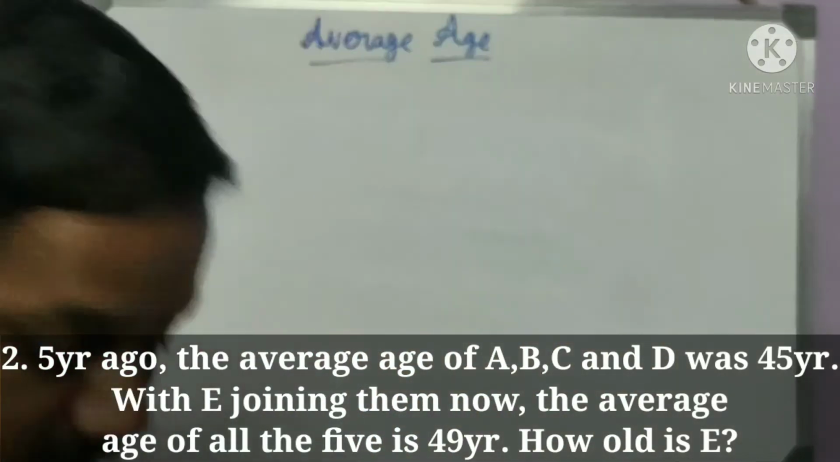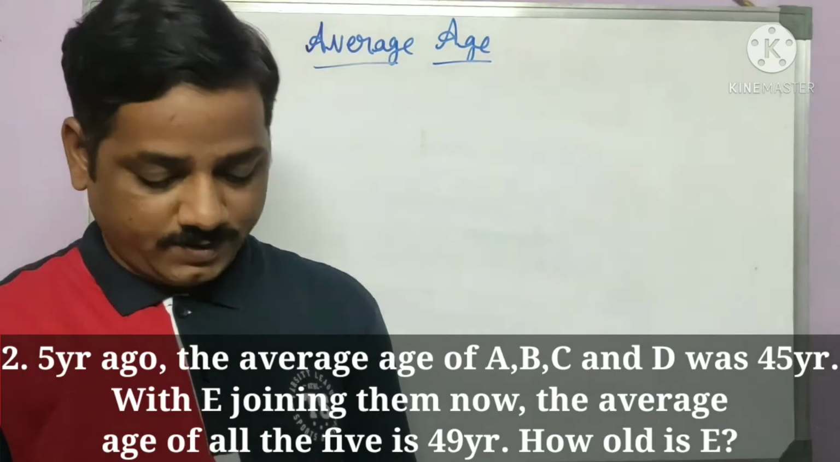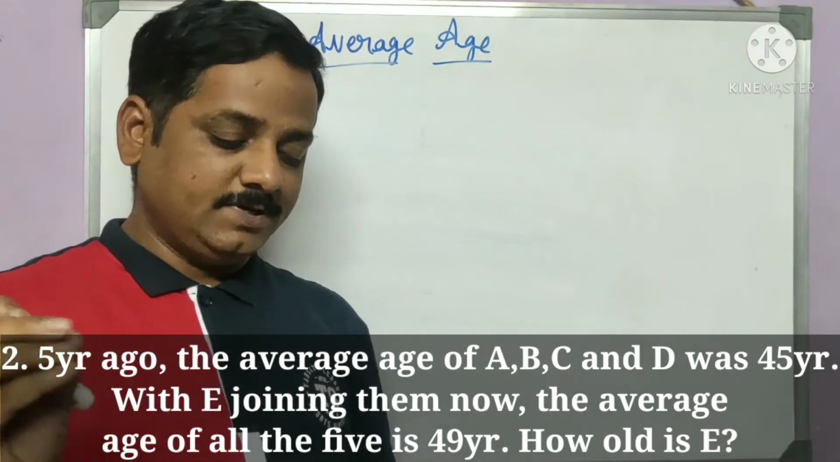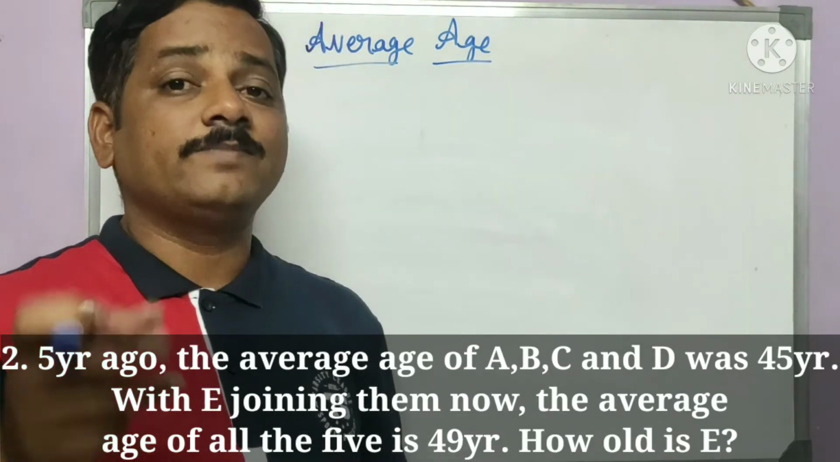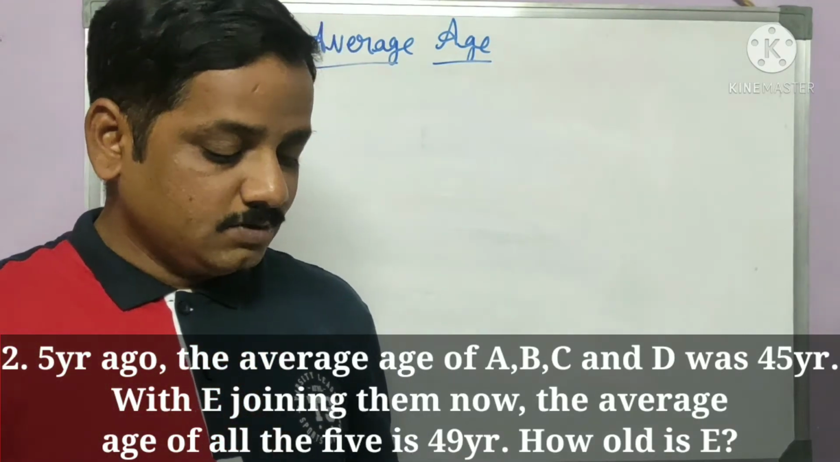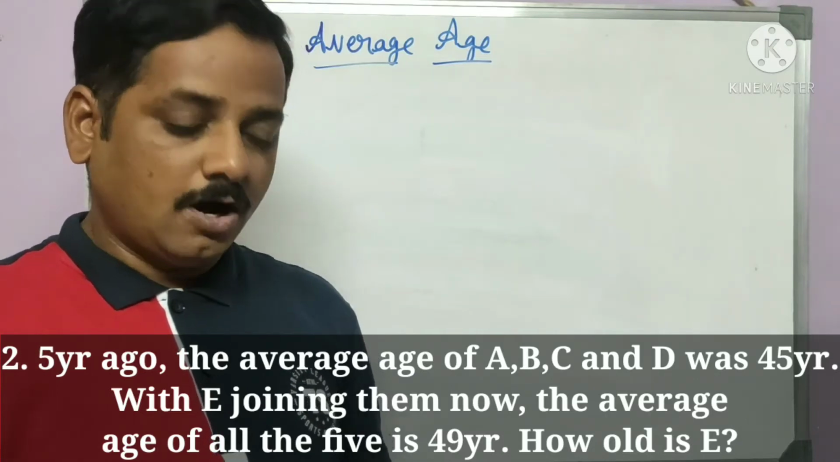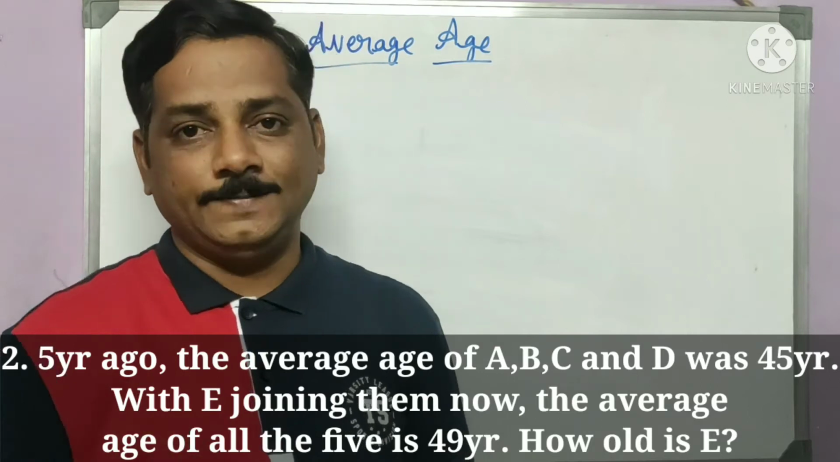This states that 5 years ago, it's about the past, the average age of A, B, C, D was 45 years. With E joining them now, now is the present, the average age of all the 5 is 49 years. So how old is E? You just need to find the age of E.